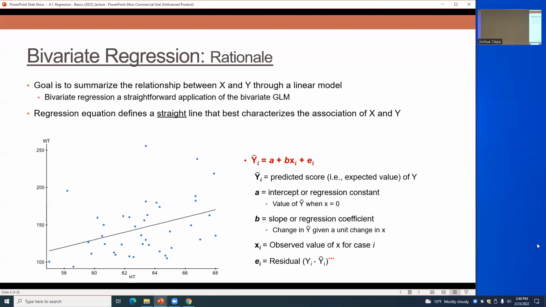So in my model, my expected value of y is going to be equal to my intercept plus my slope, or my coefficient, times my value, plus whatever that residual is, plus or minus, to get us back in there.